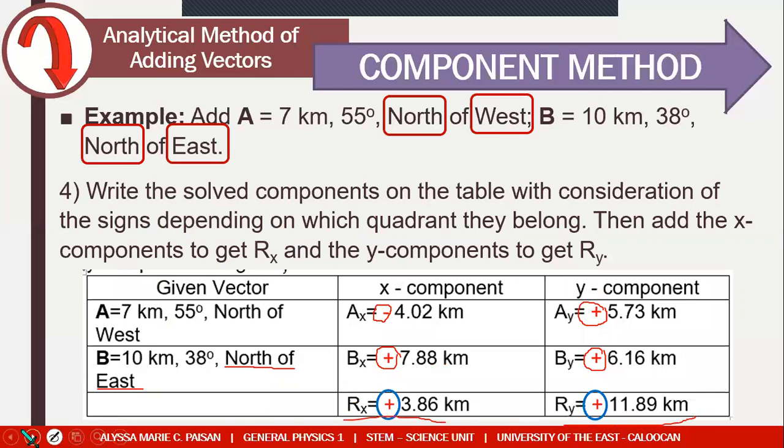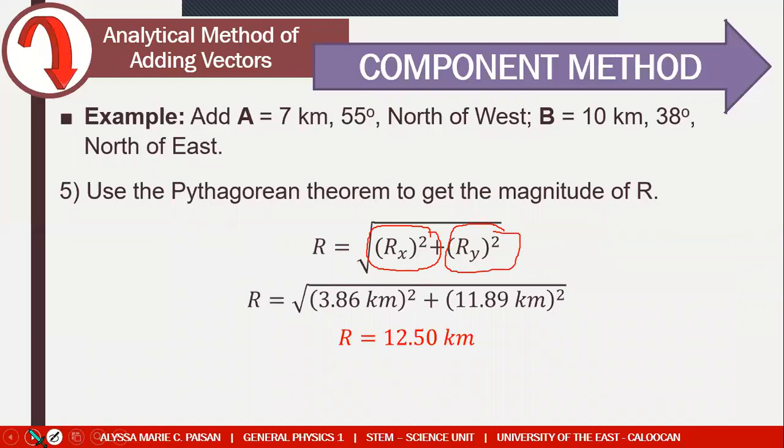Okay? Then we substitute, we evaluate, and then the answer will be R, or the magnitude of the resultant vector, is 12.50 kilometers. So magtataka kayo, hala, bakit hindi na siya naka-bold face? Because we are just getting the magnitude. So okay lang kahit hindi siya naka-bold face. We consider it as scalar.